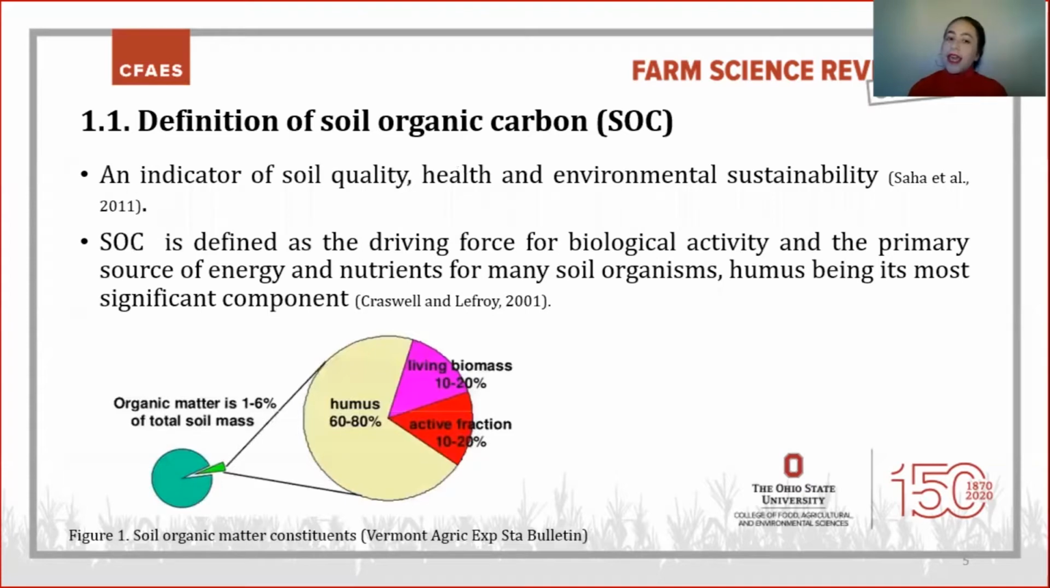It's also an indicator of soil quality, health, and environmental sustainability. It's defined as the driving force for biological activity and the primary source of energy and nutrients for many soil organisms. And humus, it's its most significant component. Around 60 to 80% of the total organic soil mass is humus, as we can see in Figure 1.